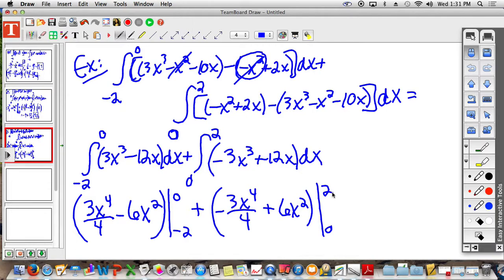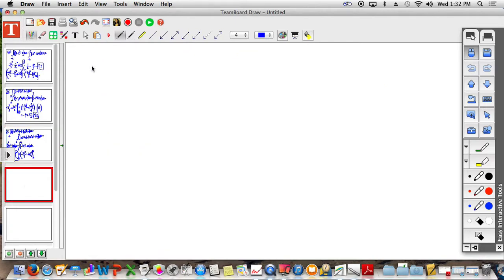Now, I will stop right now if you want me to, or I can keep going. What do you guys want me to do? Okay, we need to evaluate this first integral at 0, and we need to evaluate it at negative 2. We need to subtract them, so let's just do one at a time. I have to flip screens, so I'm going to need you guys to help me transfer this integral to the next page. So we have 3x to the 4th, was it minus 6x squared? Yeah. And we're going from negative 2 to 0.